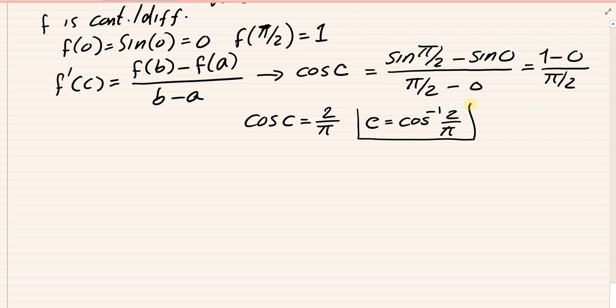Now, it's not a special angle, but using a calculator, I find this c to be approximately equal to about 0.9 radians. Okay, so that's what c is. C is a real number. Radians means real number. And there we were able to find c.